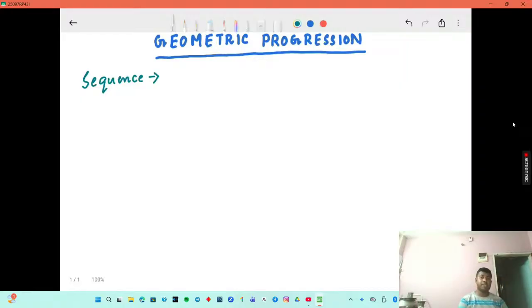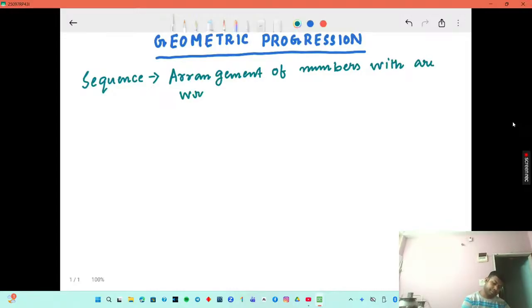A sequence is an arrangement of numbers which are written in a definite order. So what is a sequence? Sequence is an arrangement of numbers which are written in a definite order. Can you give me some example of a sequence?